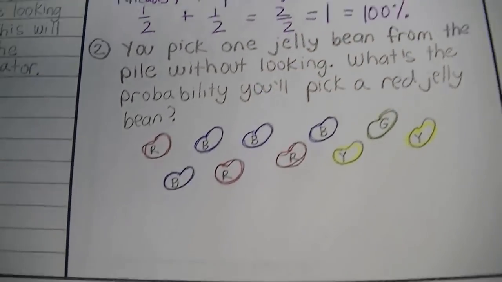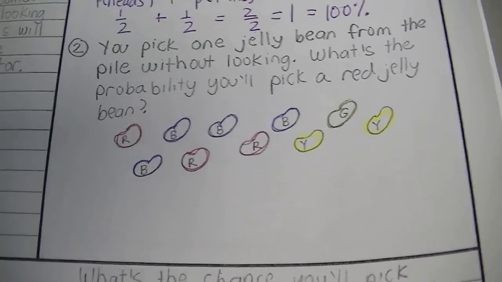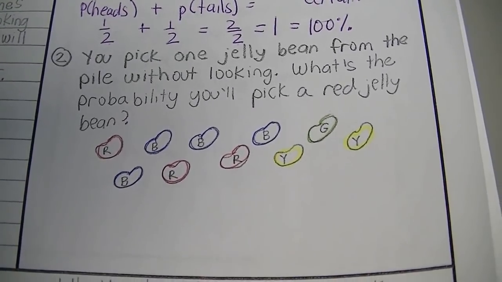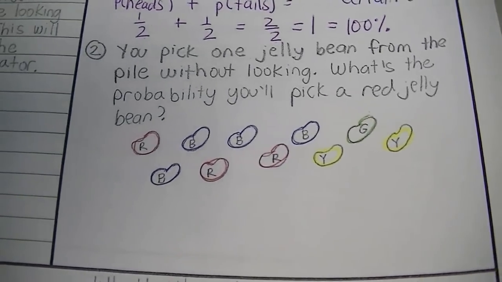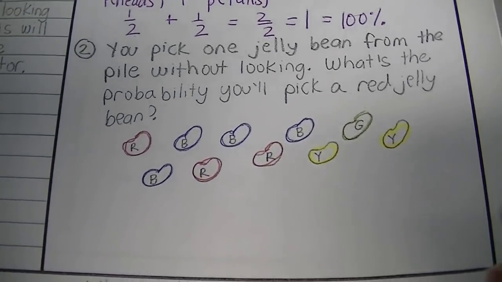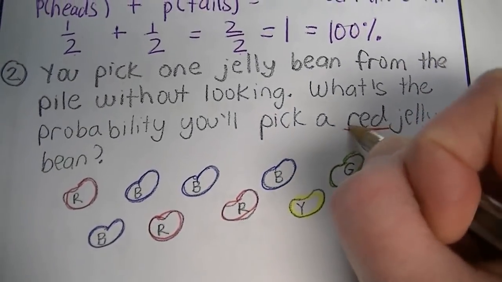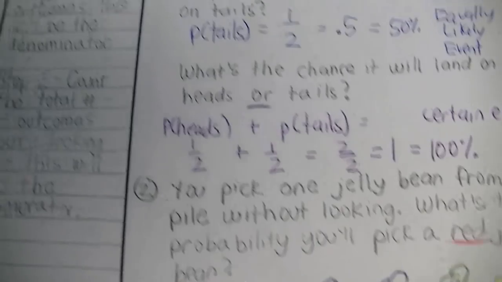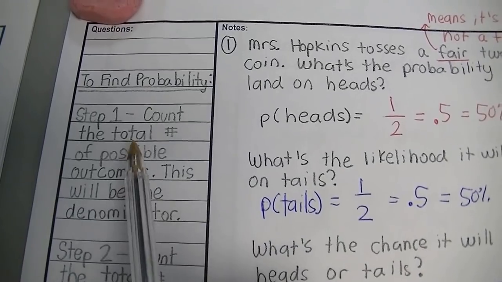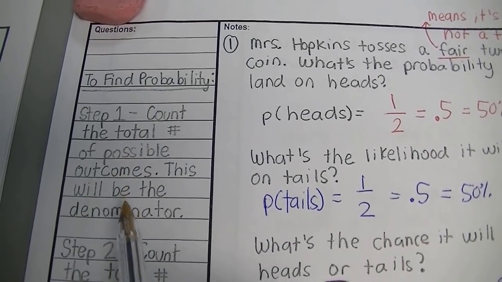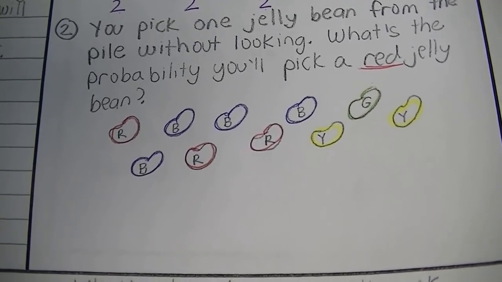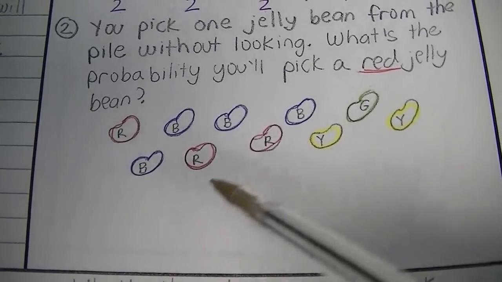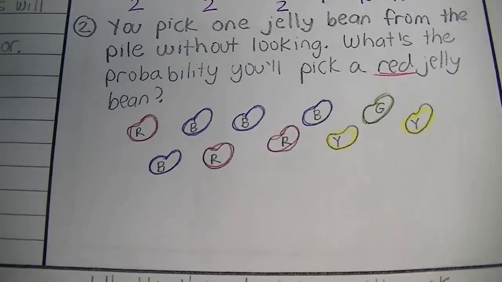Alrighty, for the next problem. It says that you pick 1 jelly bean from the pile without looking. What's the probability you'll pick a red jelly bean? So we're looking for a red jelly bean. Well, just like these steps up here on the left say, count the total number of possible outcomes. That's the denominator. So I'm looking at this here, and you're going to count those number of possible outcomes, and I see that there's 10.